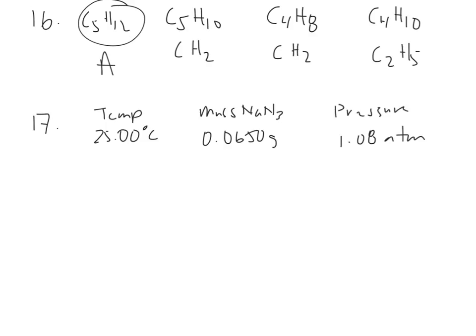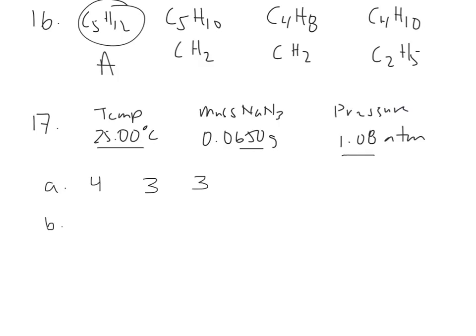Number 17 is describing how an air bag works. And they give you a data table. Question A simply wants to know the number of sig figs for each measurement. So temperature, all 4 of those are significant. Mass, only these 3 are significant because the first 2 zeros are just placeholders. And then for pressure, again, all 3 are significant figures.